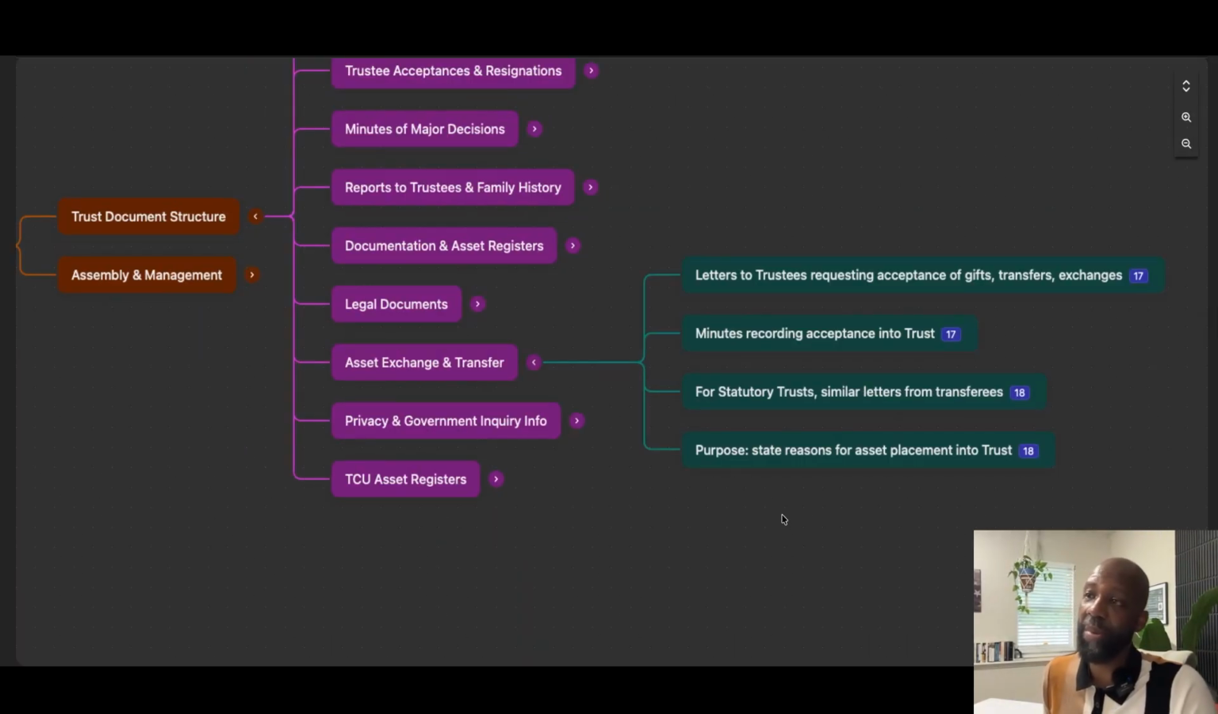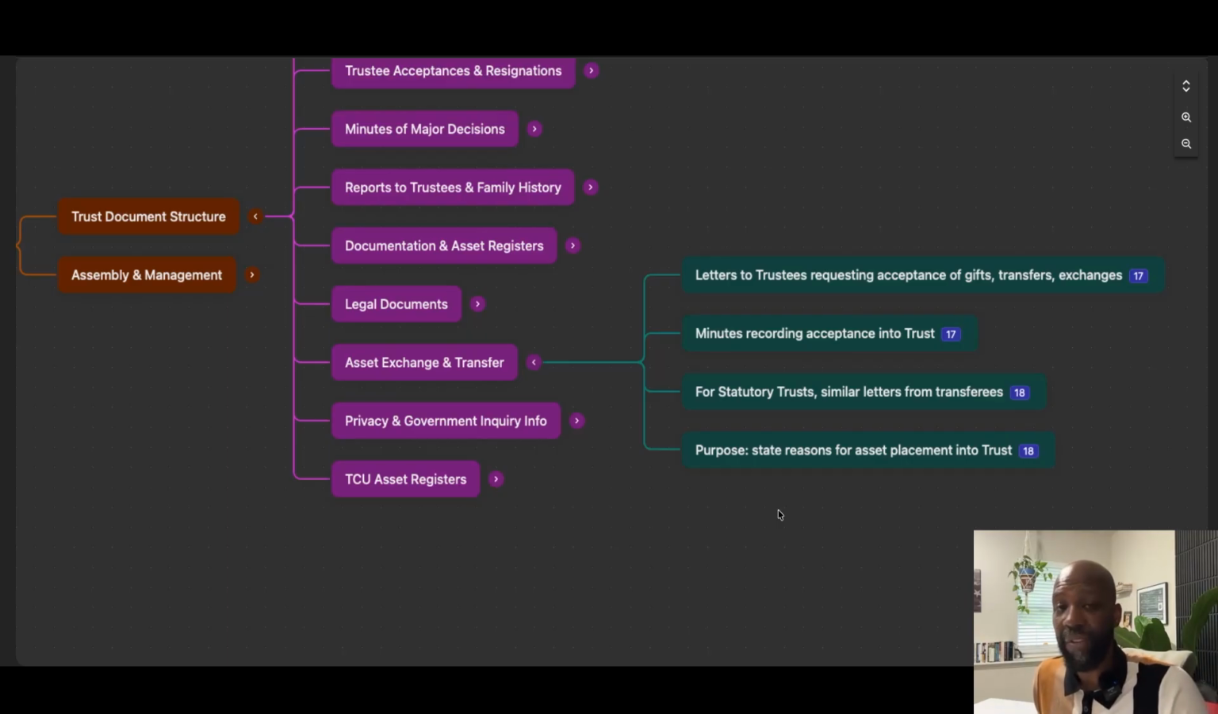Asset exchange and transfer. Pretty self-explanatory, but letters to trustees requesting acceptance of gifts, transfers, and exchanges. Minutes recording acceptance into trust. A statutory trust, similar letters from transferees. And the purpose of these asset exchanges and transfers is to state reasons for asset placement into the trust. Why is this house in trust? Why is this van or this work truck, or why is this equipment in trust?